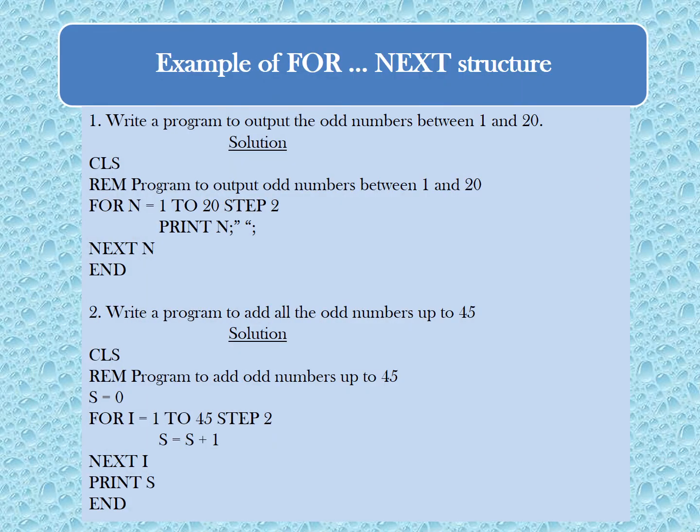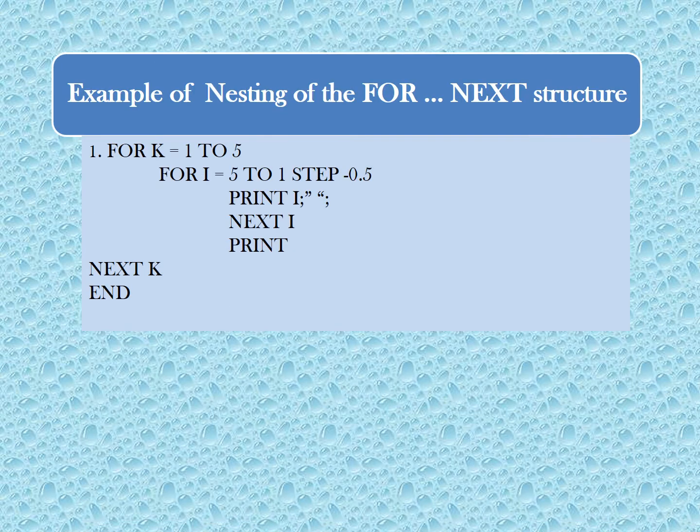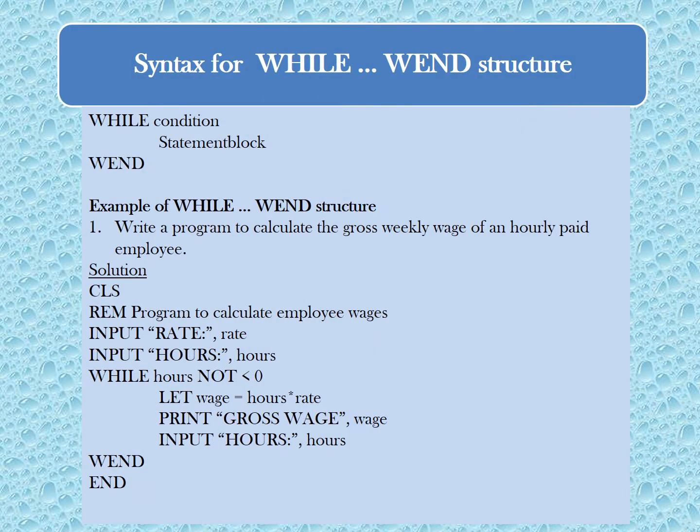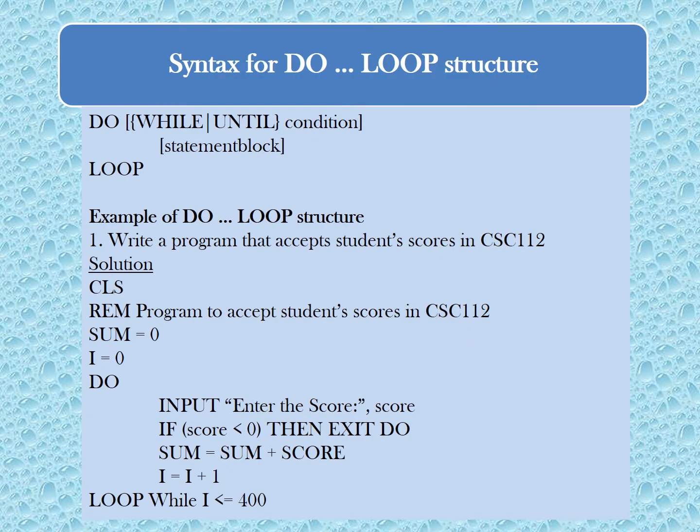Displayed on the screen is an example of the for-next structure. Displayed on the screen is an example of nesting of the for-next structure. On the screen is the syntax and the example for the while-wend structure. On the screen also is the syntax and example for the do-loop structure.